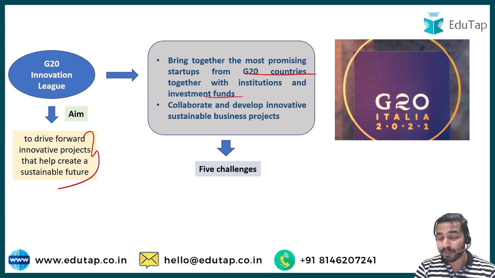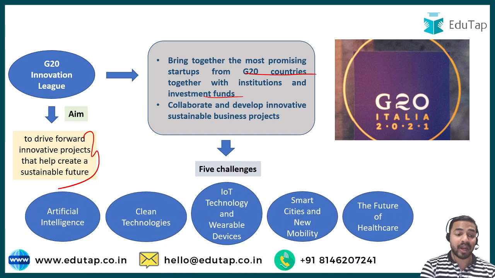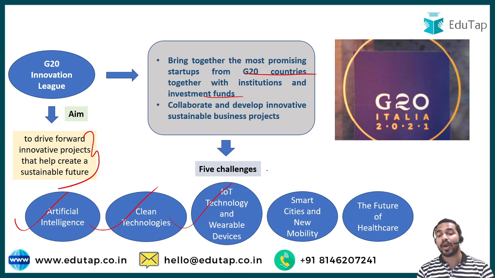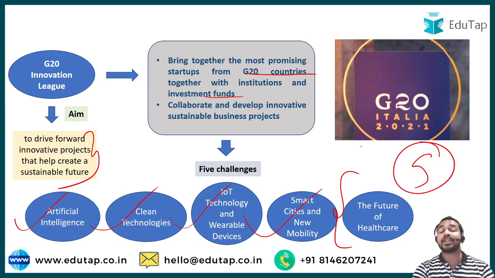And under this particular event, these startups competed in 5 different challenges. Those were artificial intelligence, clean technologies, IoT technology and wearable devices, smart cities and new mobility, and the future of healthcare. So these were the 5 challenges on which the startups who participated in the G20 Innovation League competed.